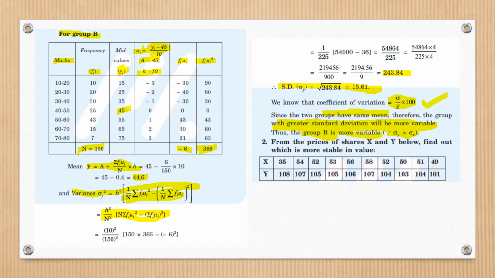From the prices of shares X and Y given below, find out which is more stable. Now here, the one who is more variable is less stable, and the one which is less variable is more stable. So again two data sets are there, X and Y, and here no class intervals are there.